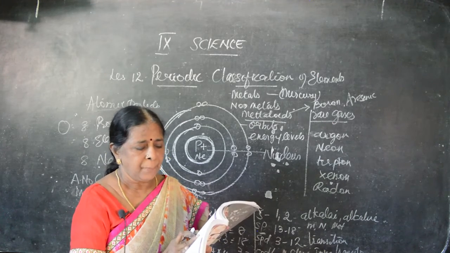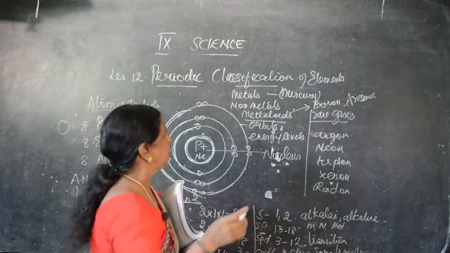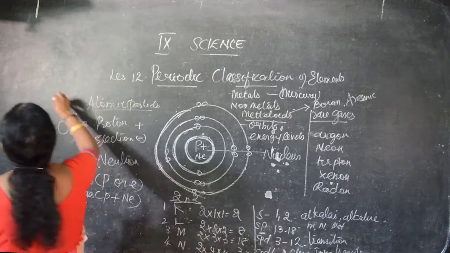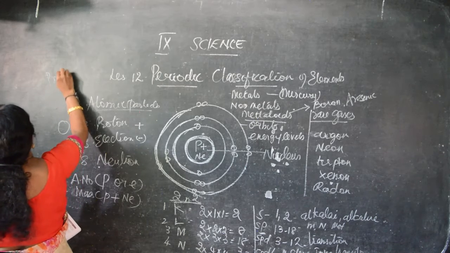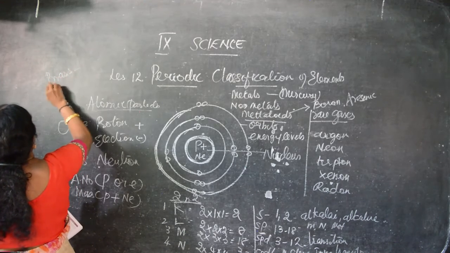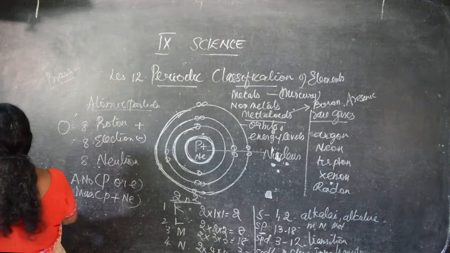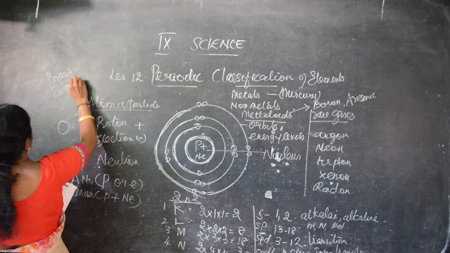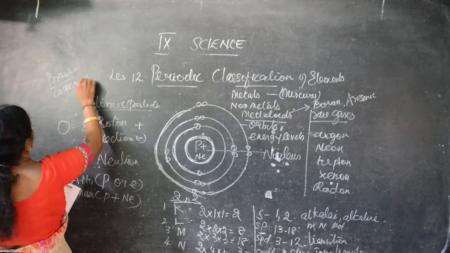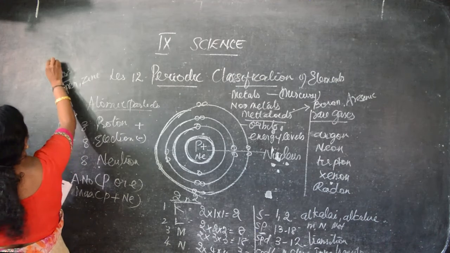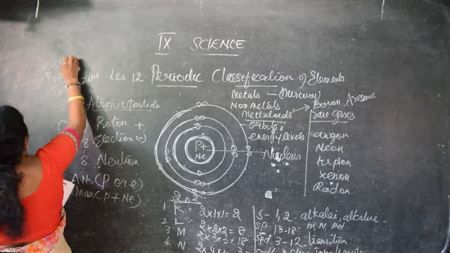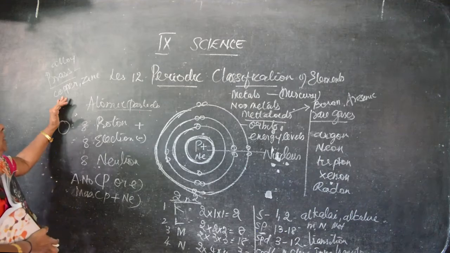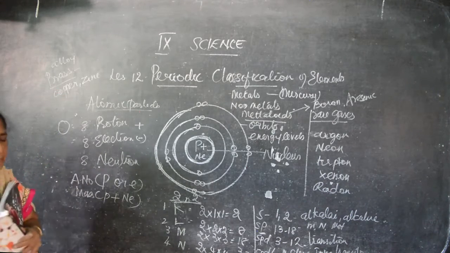For example, the alloy brass. Brass means what? In Tamil, we say brass vessels, pittalai. This is the combination of two metals, copper and zinc. This is an alloy. What's an example of an alloy? Brass. What are the metals fused in that? Copper and zinc.